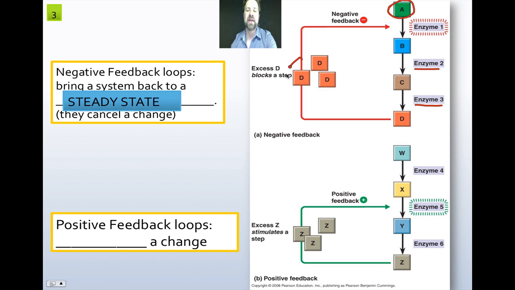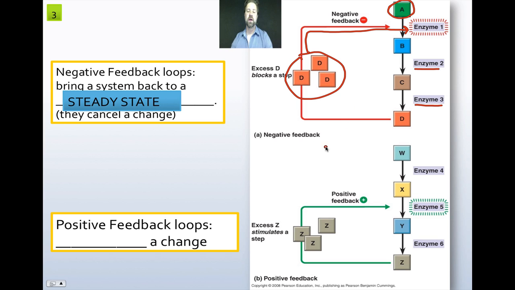So once you have an excess of D, it's going to send a signal to enzyme 1 to shut down. And if enzyme 1 shuts down, that means we're all topped off. We don't need any more of that particular chemical. So then A will probably pass through us at that point.